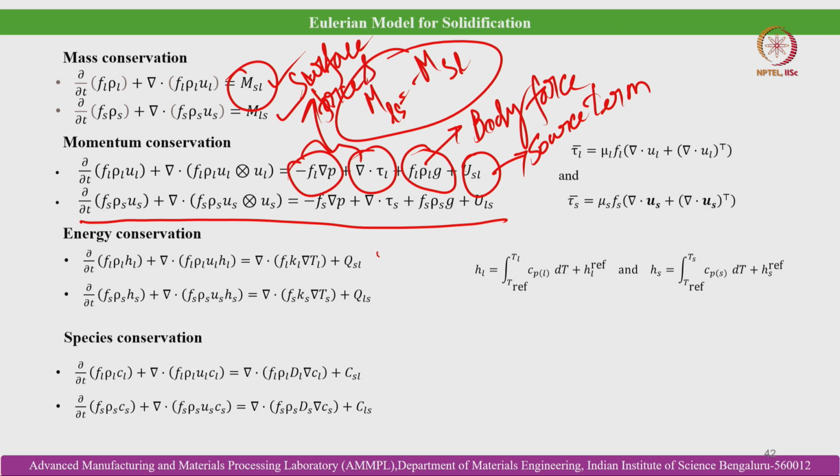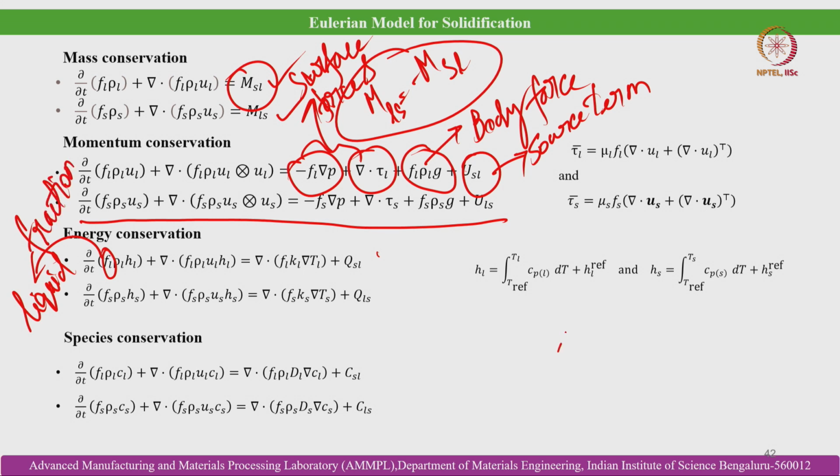And this is the body force that is due to gravity and this is the source term. Similarly, for the solid phase also the momentum equation is depicted, and then energy conservation. So, it is del del T rho F L rho L and H L. Why is this term F L coming over here? It is basically depicting the liquid fraction present while solidification.